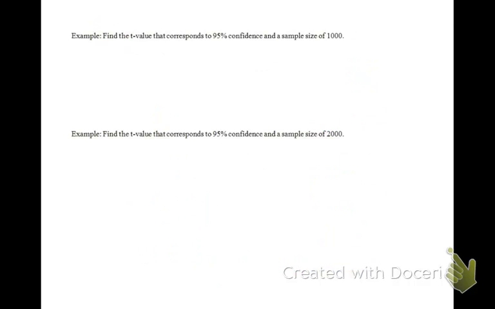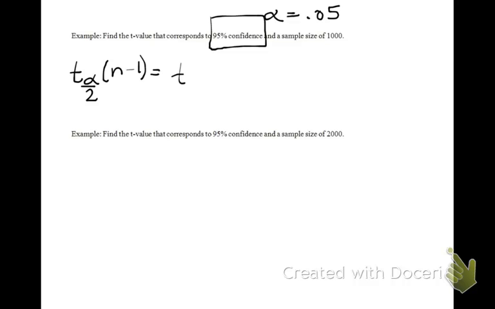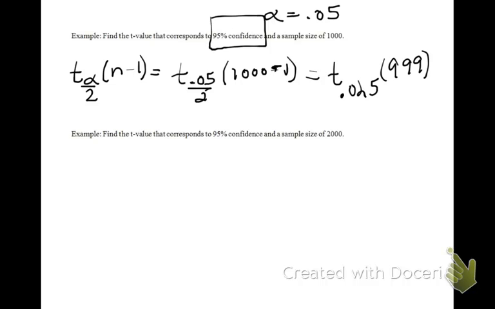Here's another example. Find the t-value that corresponds to 95% confidence with a sample size of 1,000. Let's try working it from the formula without using the picture this time. When I see 95% confidence, that makes me think of an alpha equal to 0.05. So I know that my t-value should be t sub alpha over 2 of n minus 1. That's t 0.05 divided by 2 of my sample size minus 1. That's t 0.025 of 999. Let's go find this in the table.